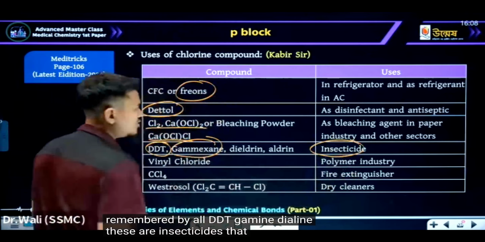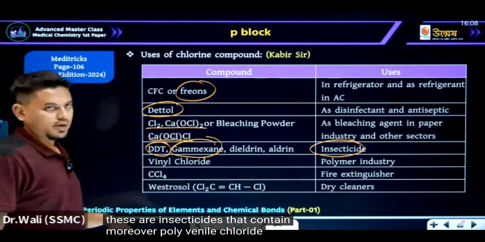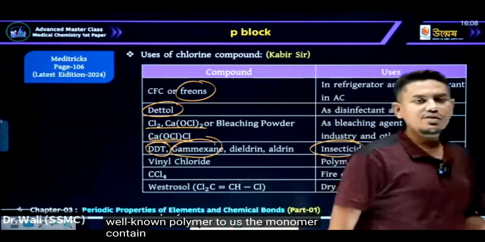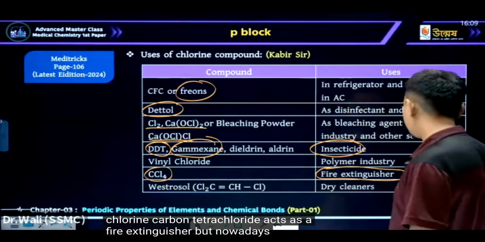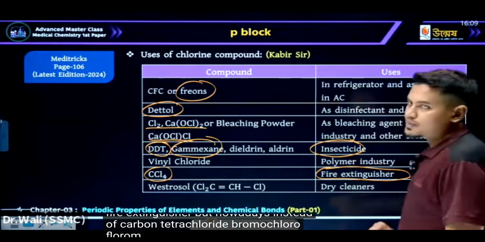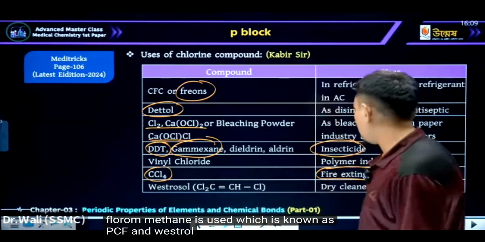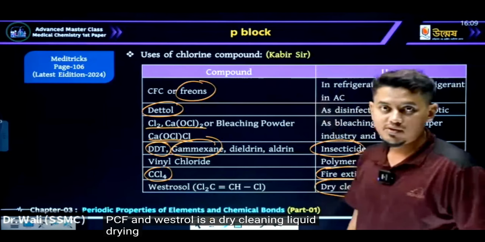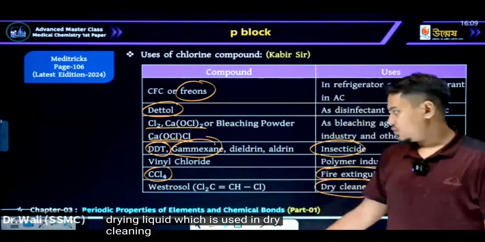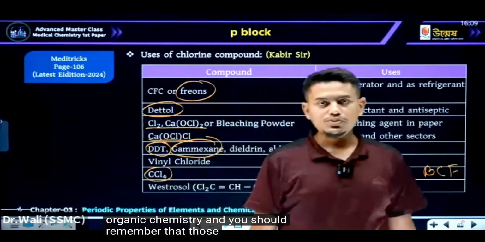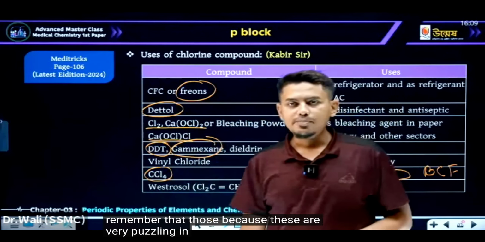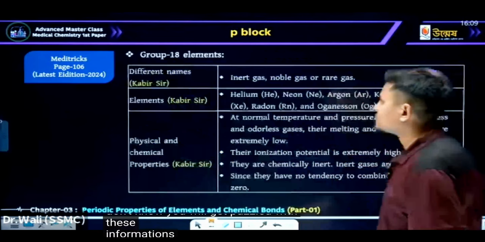DDT, gammexane, dieldrin, these are insecticides that contain halogen. Moreover, polyvinyl chloride, which is a well-known polymer to us, has the monomer vinyl chloride, which contains chlorine. Carbon tetrachloride acts as a fire extinguisher, but nowadays, instead of carbon tetrachloride, bromochlorodifluoromethane is used, which is known as BCF. And Westrosol is a dry cleaning liquid, which is used in dry cleaning. So Westrosol, Westron, these are some information you may find in organic chemistry, and you should remember those, because these are very puzzling. In admission tests, if you don't know, you will get puzzled with this information.